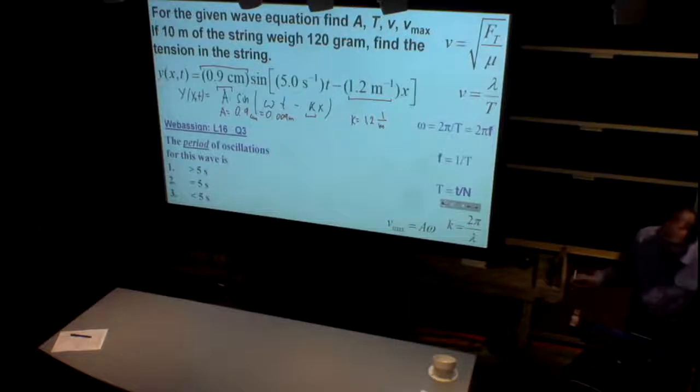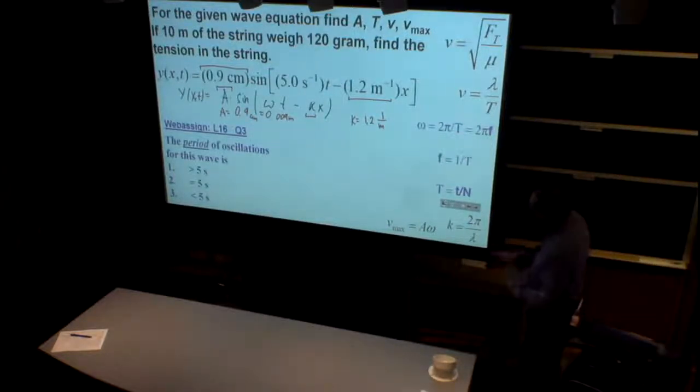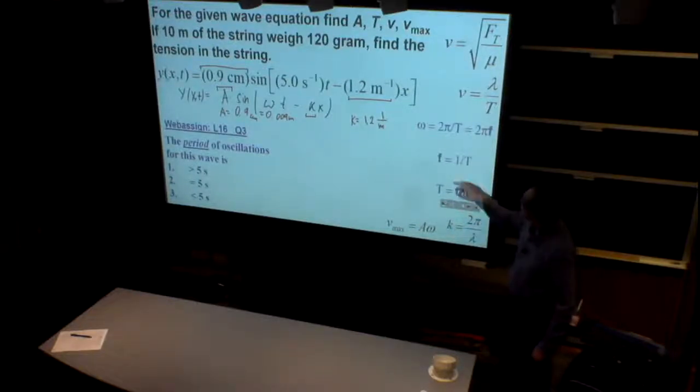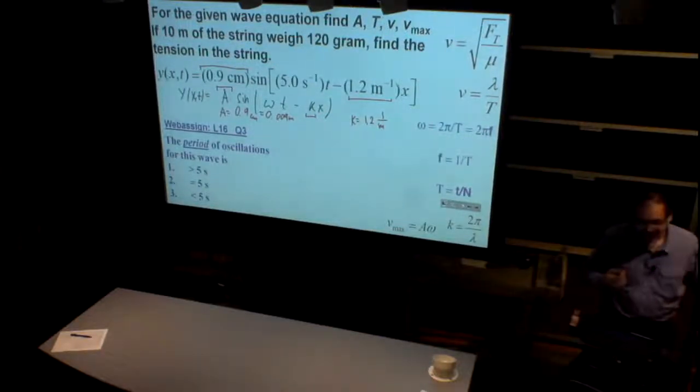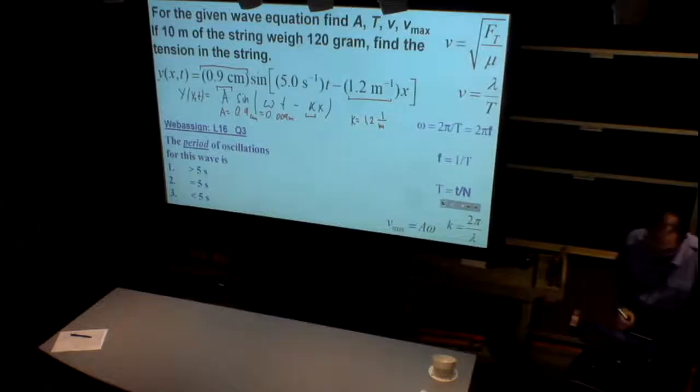For some reason, when people write a unit for k, they ignore radians, they just write 1 over a meter. But when they write a unit for angular frequency, they write radians over a second. Well, and now, of course, the most important comparisons should be done.